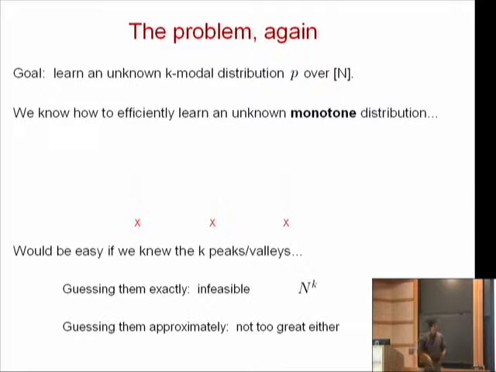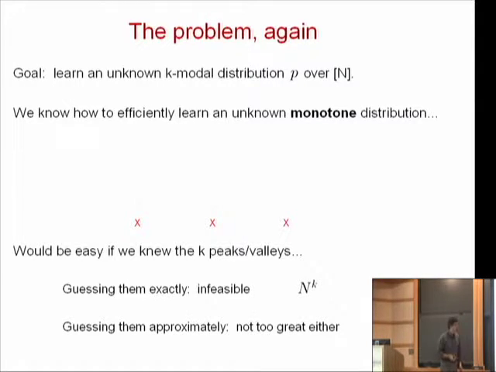Okay, and what do we know how to do? Well, we saw from the first part that we know how to efficiently learn monotone distributions. So in some sense there's a small amount of hidden information. If we had this small amount of hidden information, we'd be fine, right? If someone could tell us, hey, the peaks are at 17 n over 2, and so on and so forth, then you'd be done. So if we knew the peaks and valleys, that would be great. Of course, we're not going to have time to guess them. If you tried every possibility, there's n to the k possibilities.